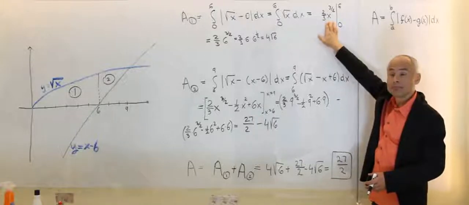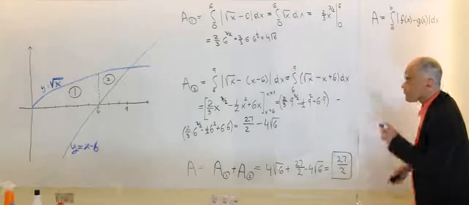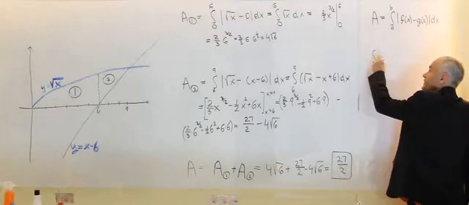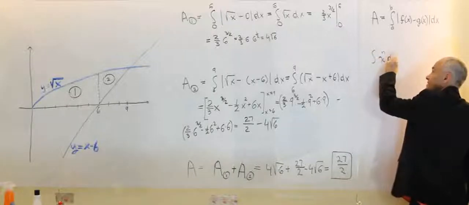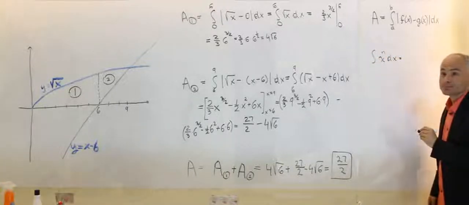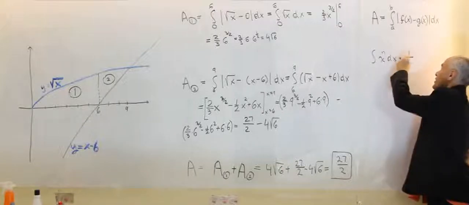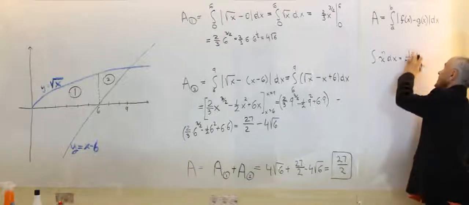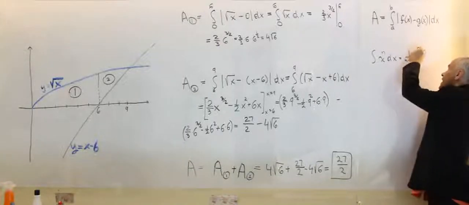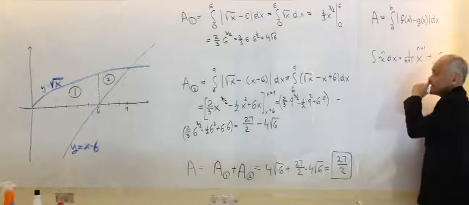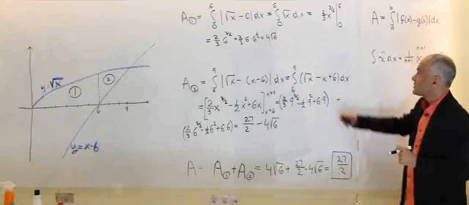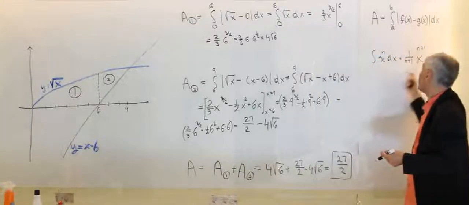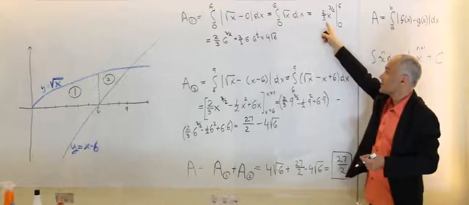How did I get that formula? Well, that's calculus 1, right? Remember, the integral of x to the n dx is equal to 1 over n plus 1 times x to the n plus 1 plus some constant c. So here, n is equal to 1/2. It's x to the power half. So I apply this formula, and then I get this.